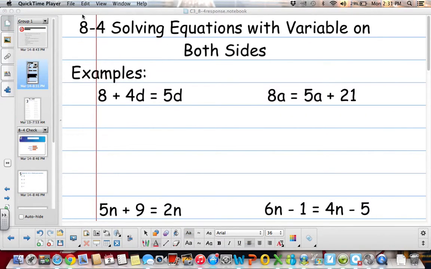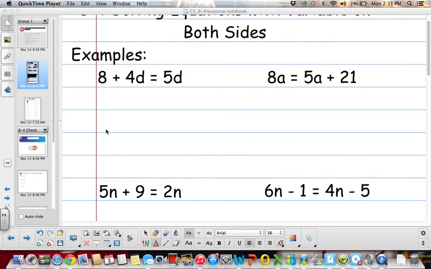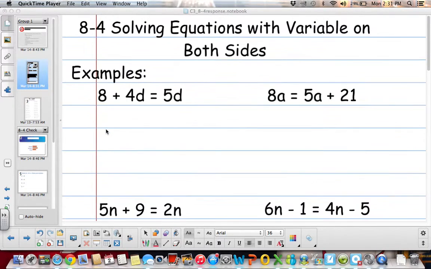Okay, so we've been working with equations that have a variable on one side, and our goal always is to solve for the variable, or to figure out what value would make the variable true in order to make the equation true. So that's still our goal. Still, we need to figure out what the variable is, or what it equals to make our equation true.